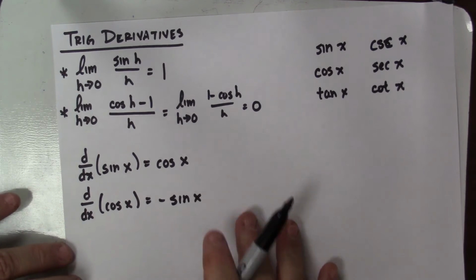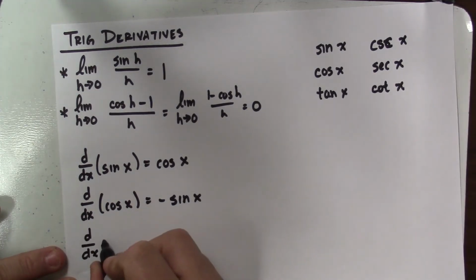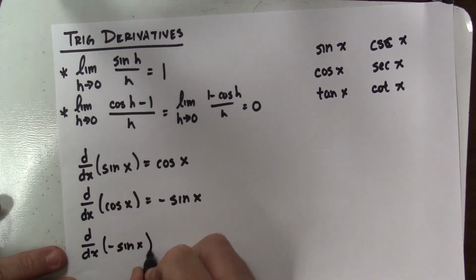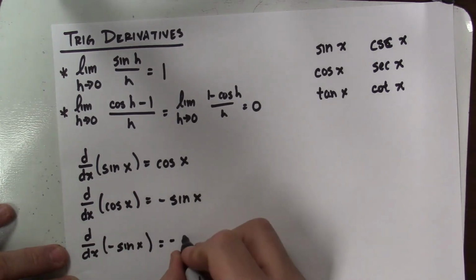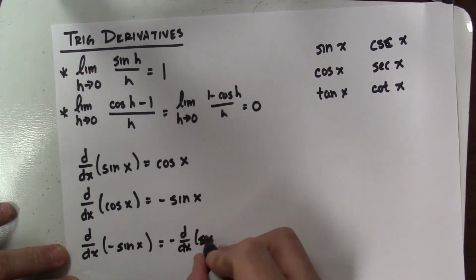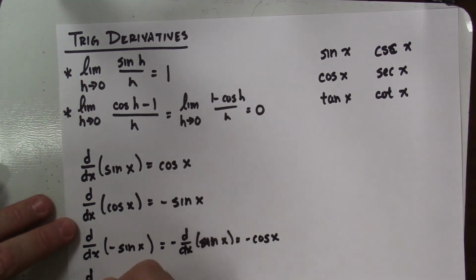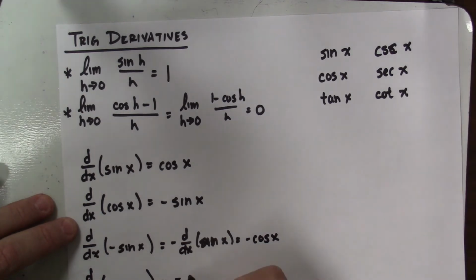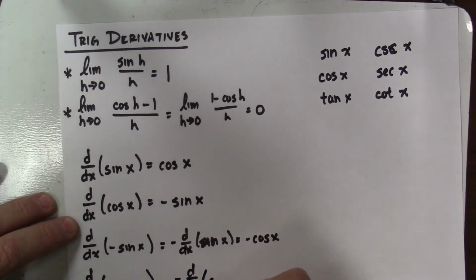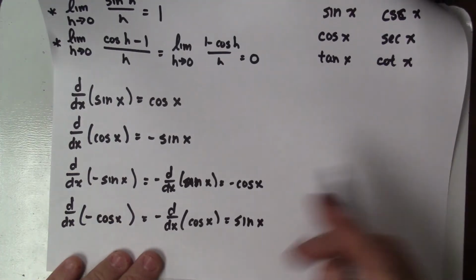Now, bear with me here. What's the derivative of negative sine? We kind of have this weird pattern going. Well, that's just the negative derivative of sine, which is just negative cosine x, and the derivative of negative cosine is the negative derivative of cosine, which is sine, and we go right back to the top. So we just start back over.